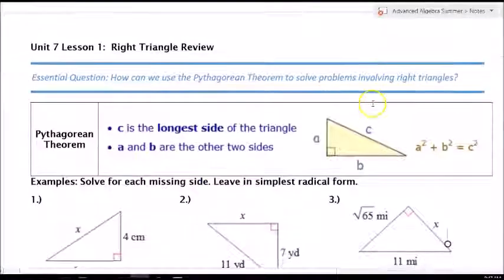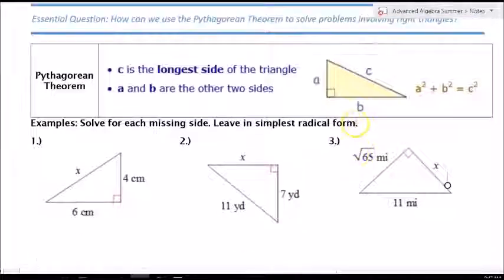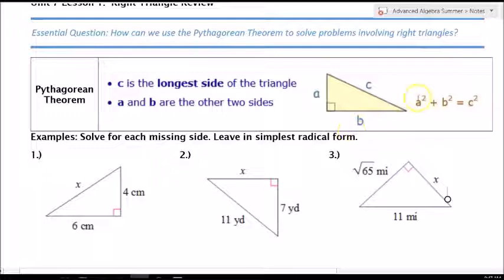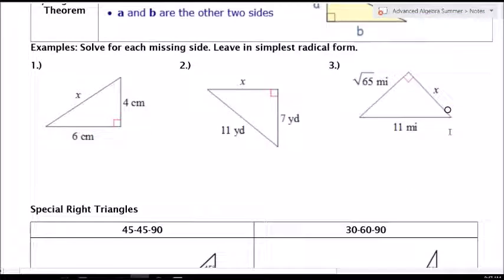Alright, so we're going to go on with Unit 7 notes here. So let's start off with reviewing our right triangles. With the Pythagorean theorem, basically the longest side, or hypotenuse, always gets its own side of the equal sign, whereas the two short sides, when we square them and add them, are equal to it.